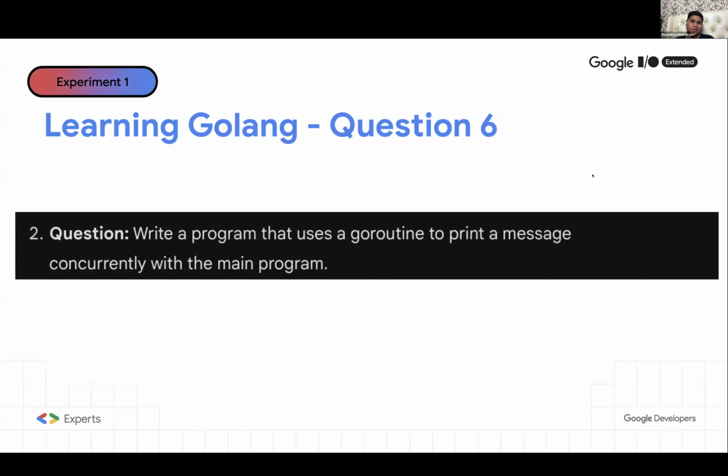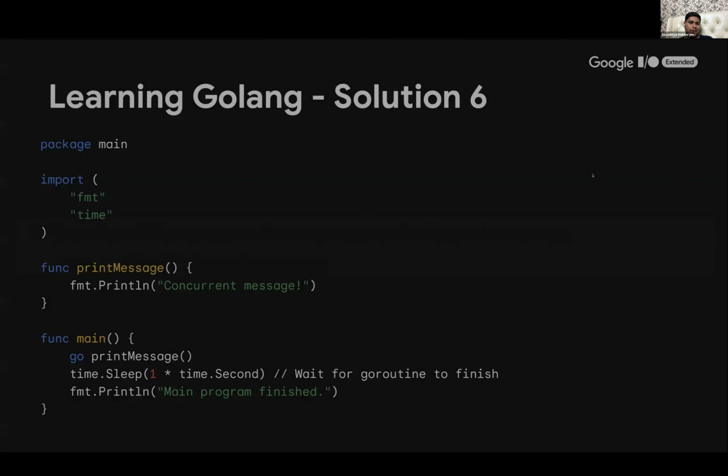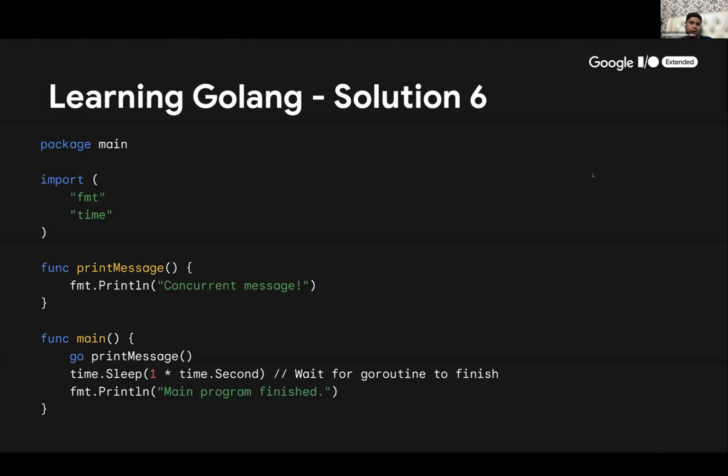The last question, write a program that uses a Go routine to print a message concurrently with the main program. Go is very famous for being an extremely good concurrent language to work with. So something like that, where you can execute a Go routine and get started with concurrency. That's it. Starting from that first question where we were at Hello World to actually getting to a place where you can create concurrent executions using simple Golang commands.